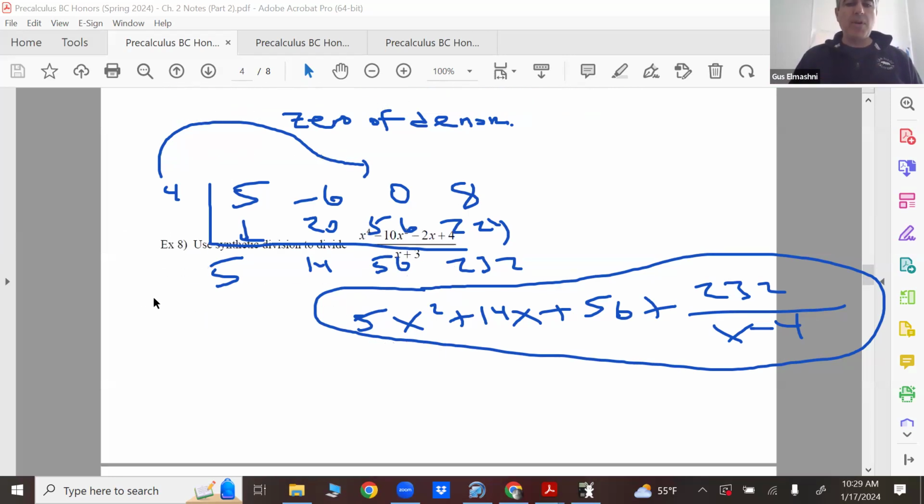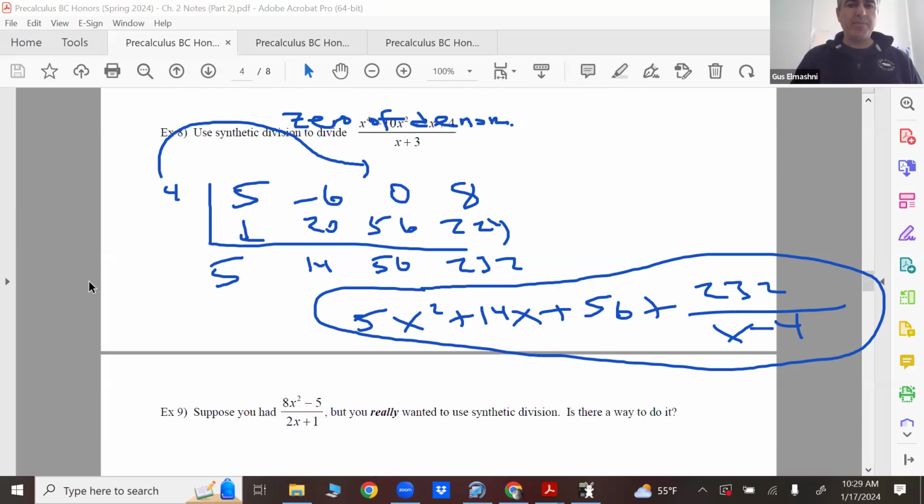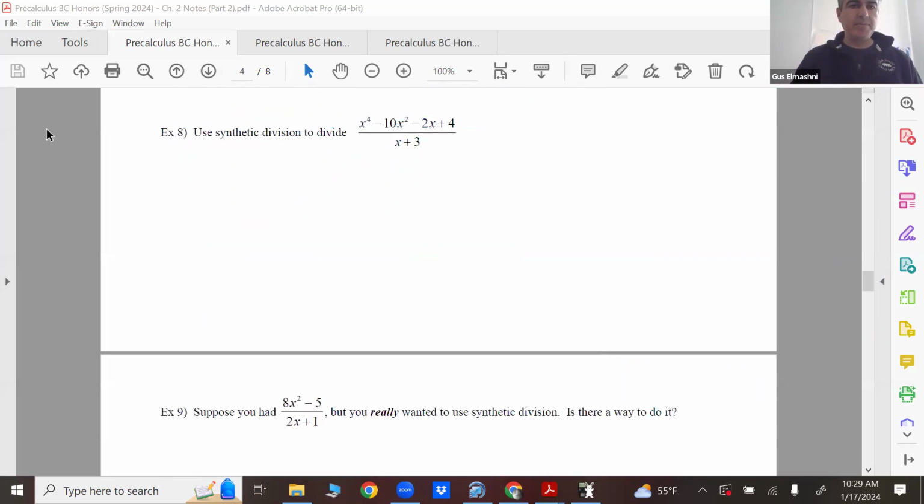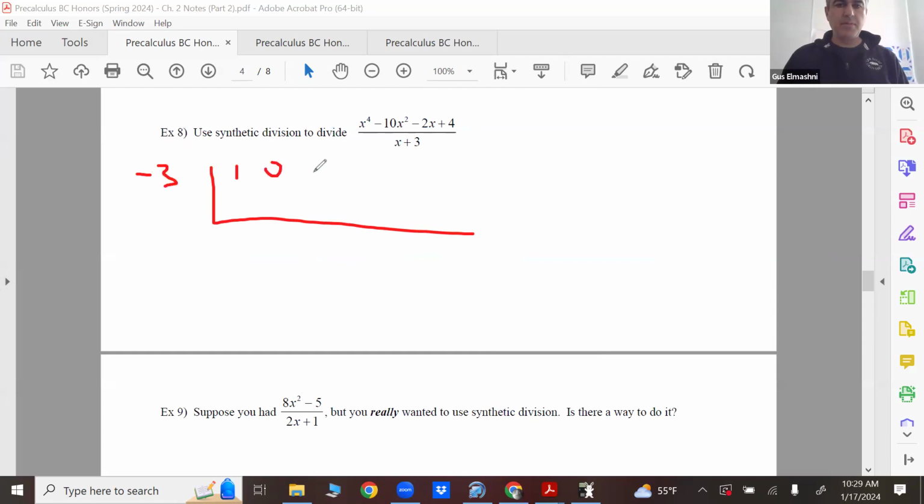So why don't you guys try example 8, see how it goes. I'll freeze the screen. Remember to skip any terms they have to skip. Very important.